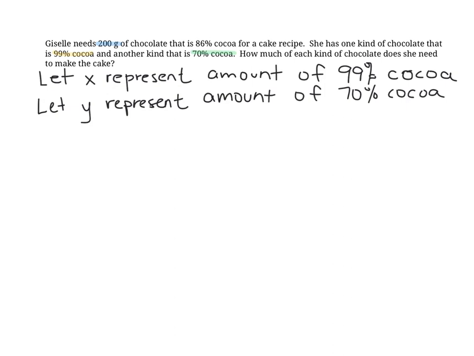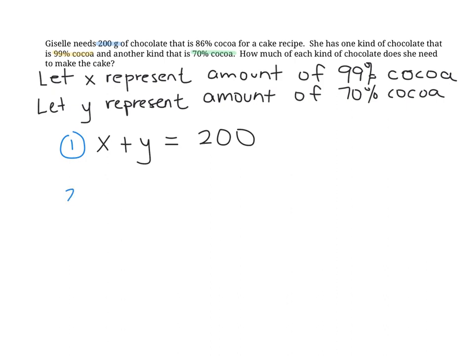So that is going to contribute to my first equation. I can state that X plus Y has to equal 200. So the amount of the 99% cocoa plus the amount of the 70% cocoa has to have a total weight of 200 grams. So that's going to be equation number 1.